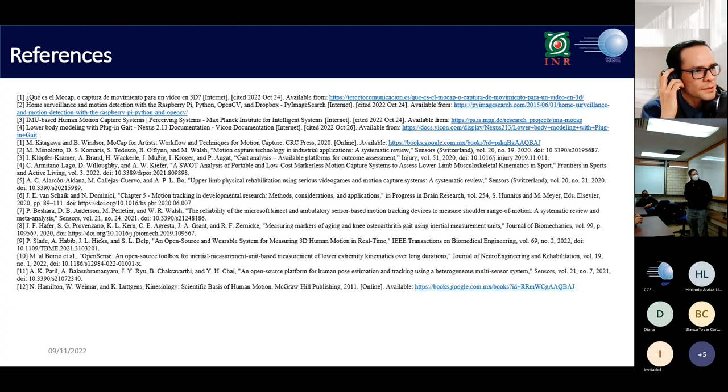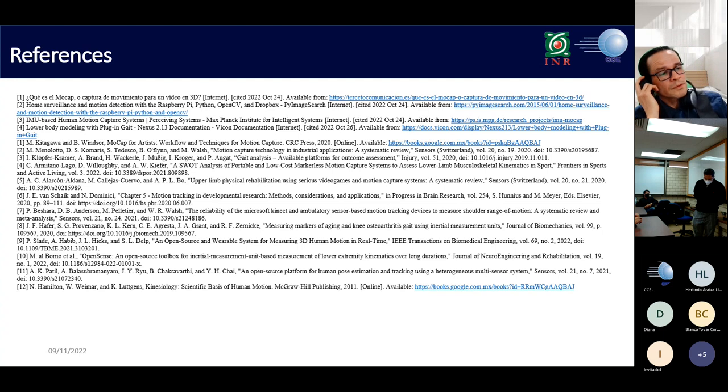I have a question. What is the velocity of the system that you proposed? Is it appropriate to classify the proposed system as a real-time system?